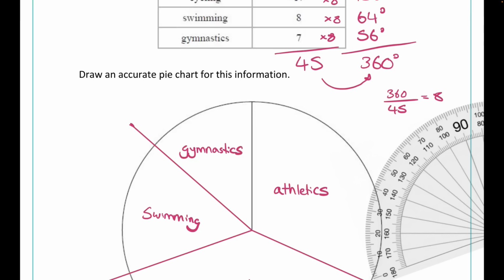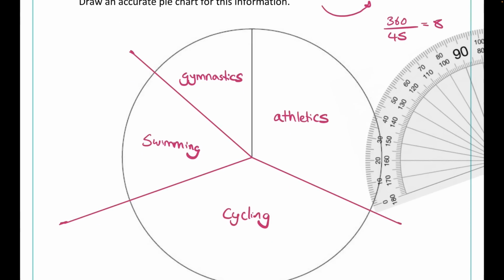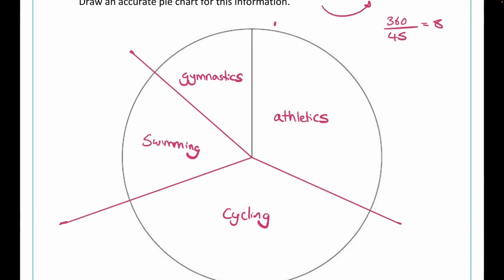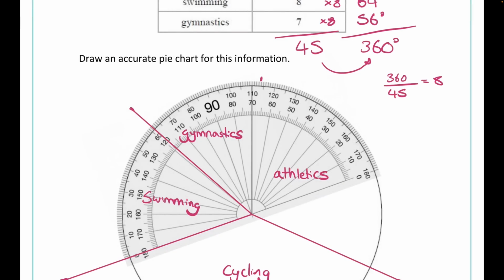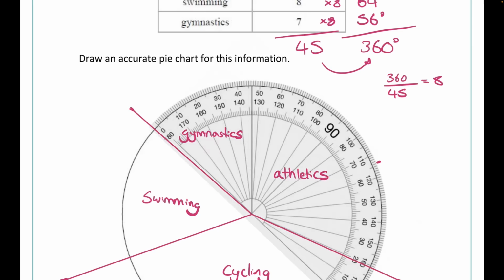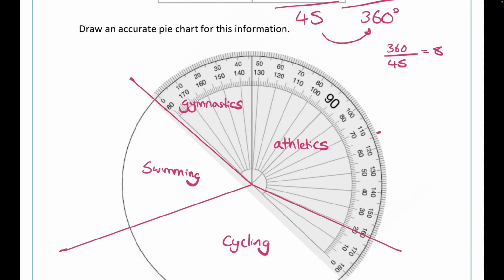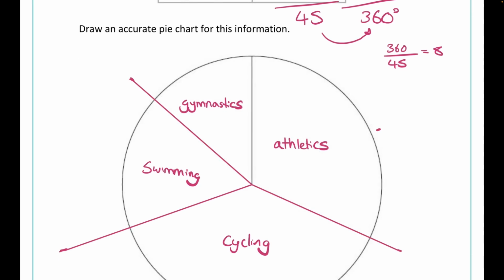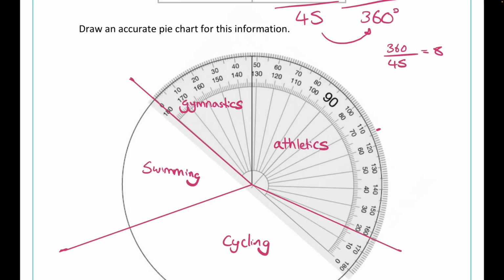There we go, and ideally you want to put your protractor over the top of that, and you want to measure that last part of your pie chart just to make sure that it is absolutely perfect. It's okay if you are sort of half a degree out or something like that. It's not a massive issue, but of course you want it to be as accurate as possible, and you want to just double check just to make sure that you're not 4 or 5 degrees out.